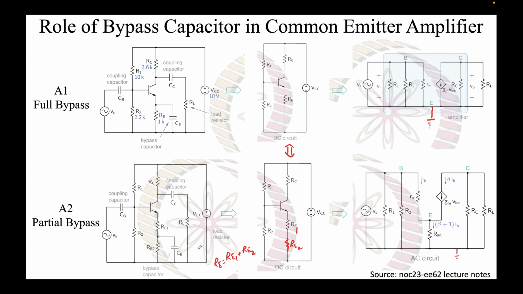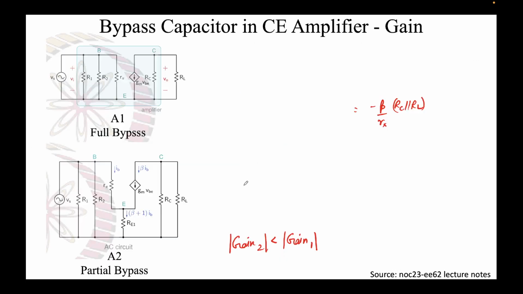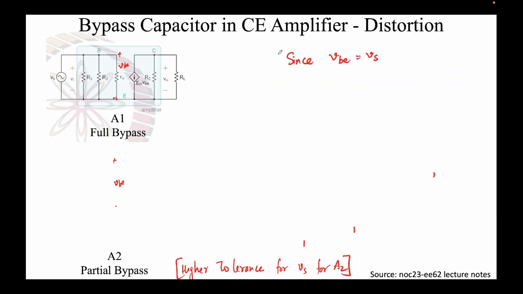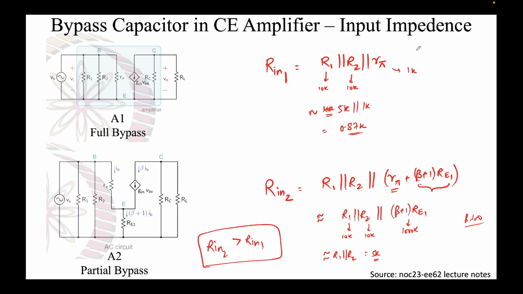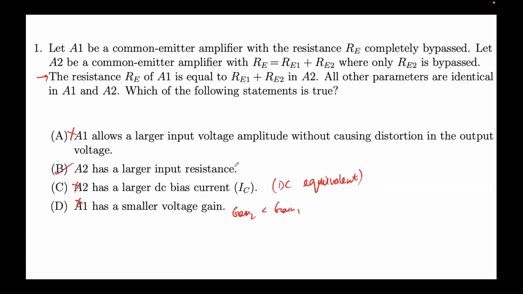So Ce will behave like a short. That's why you see the emitter is connected to a resistor Re1, which going ahead is connected to ground. These are the two different circuits that you obtain for full bypass and partial bypass. Then we compared their gains, and finally the distortion, which allows higher distortion, and eventually the input impedance. So this is the summary that we had obtained.